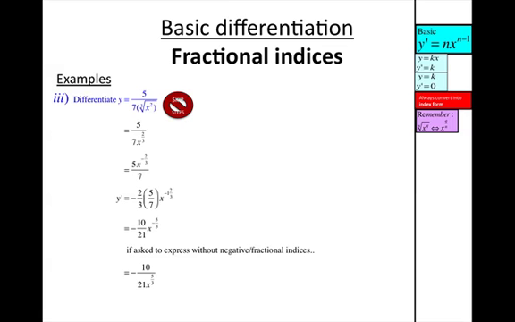Now we need to turn that fractional indice to a root. So because it's a 3 on the bottom, it becomes the cubed root. Because it's a 5 on the top, it becomes x to the 5. So it's negative 10 on 21, the numbers stay the same, but x to the 5 on 3 becomes the cube root of x to the 5.